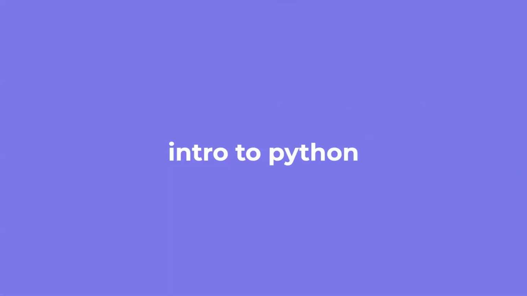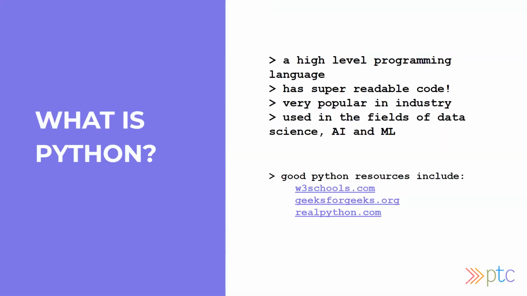So let's first briefly reintroduce you to the Python language. Python is a high-level programming language that is most commonly used in the fields of data science, artificial intelligence, and machine learning. It's super popular right now, and it is a great language to start programming with because its code is very human readable, so you can focus on getting the basics of logic down instead of worrying about syntax. So now we dive into the details.